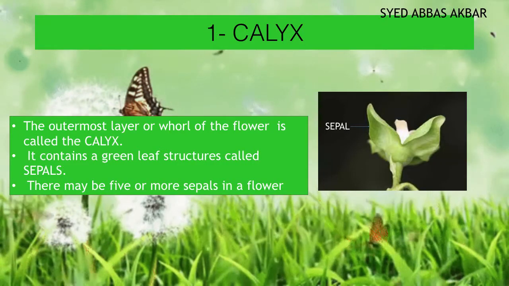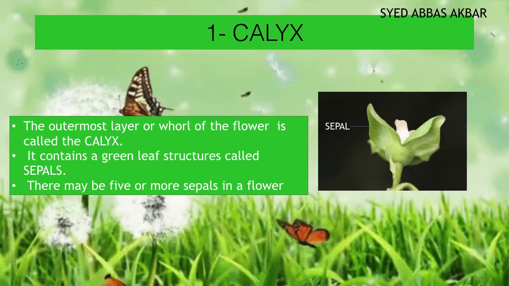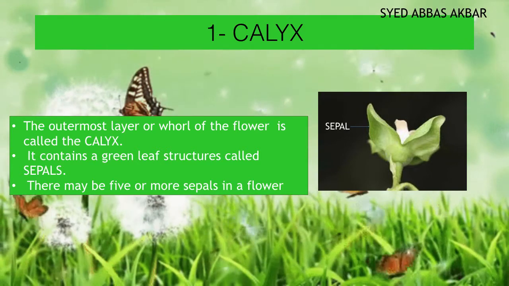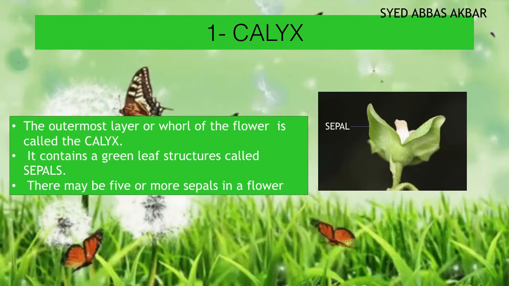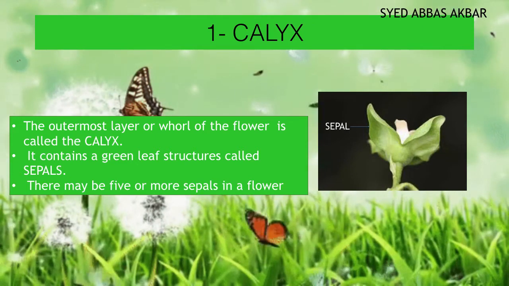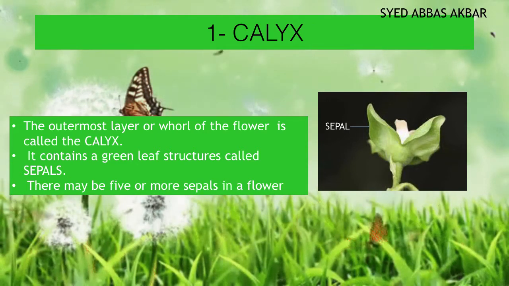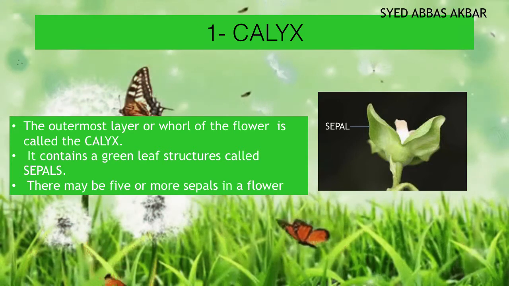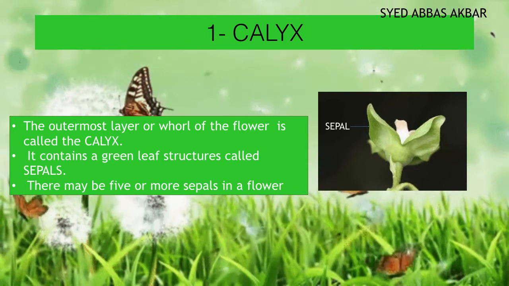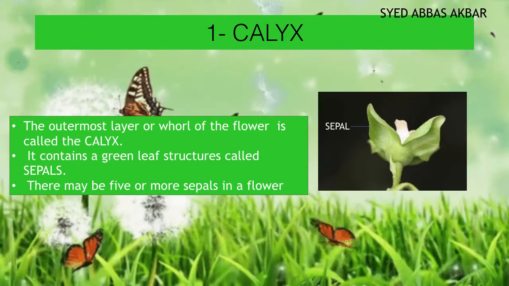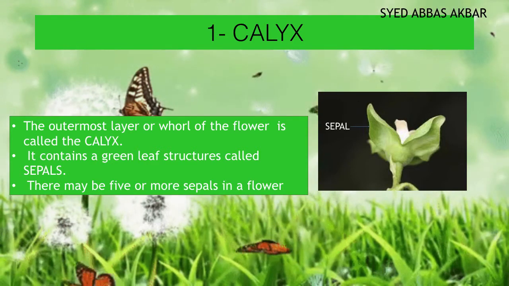The outermost layer or whorl of the flower is called the calyx. It contains a green leaf-like structure called sepals. There may be 5 or more sepals in a flower. The main function of a sepal is to protect the flower in the bud stage. They can also prepare food for the plant.